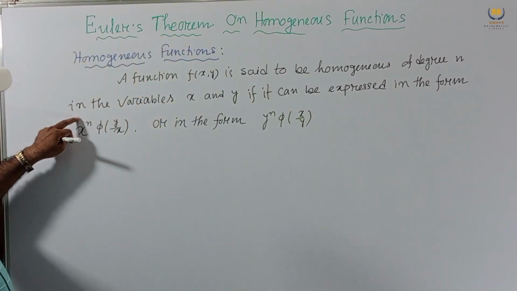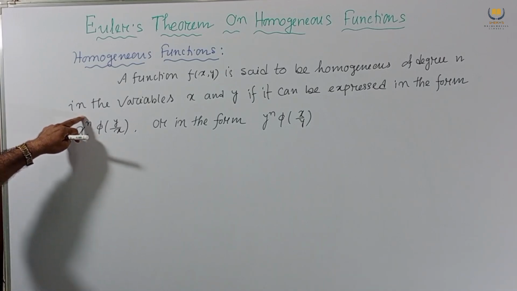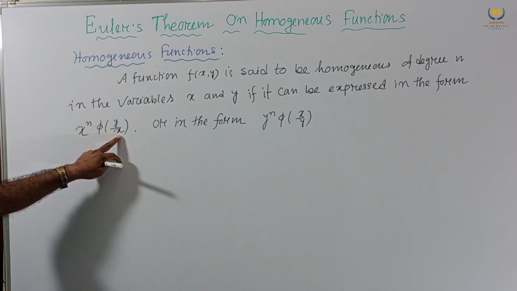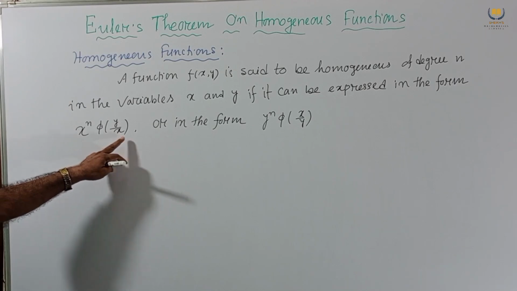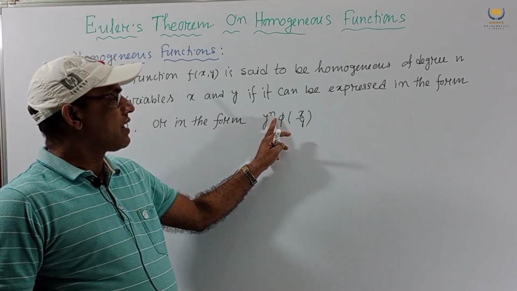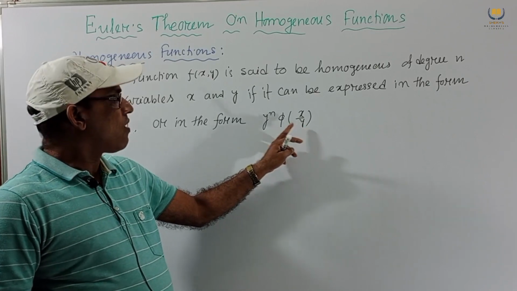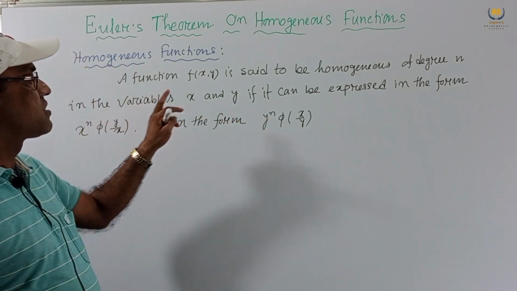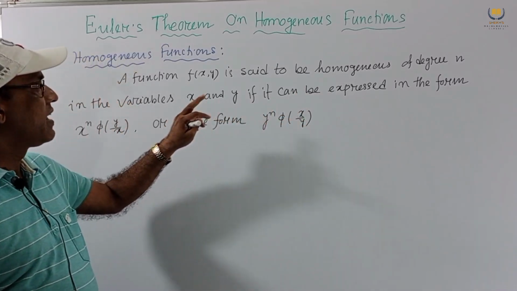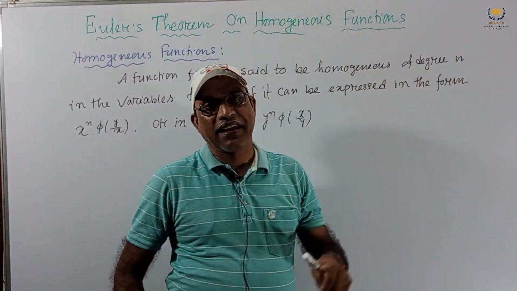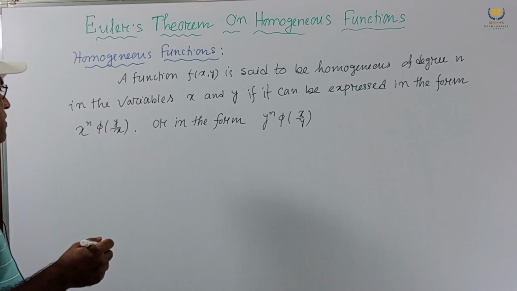If we write x to the power n, then x goes in the denominator inside the bracket. If we write y to the power n, then y is in the denominator. This is the rule. And what is the power of x? n. So this is called a homogeneous function of degree n. Now how to express this?